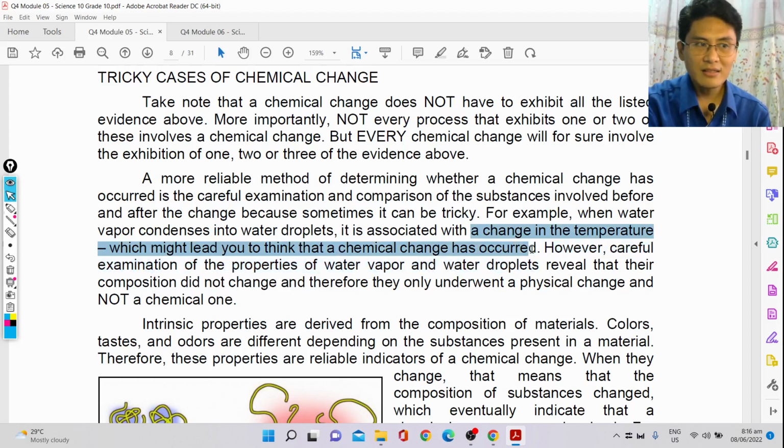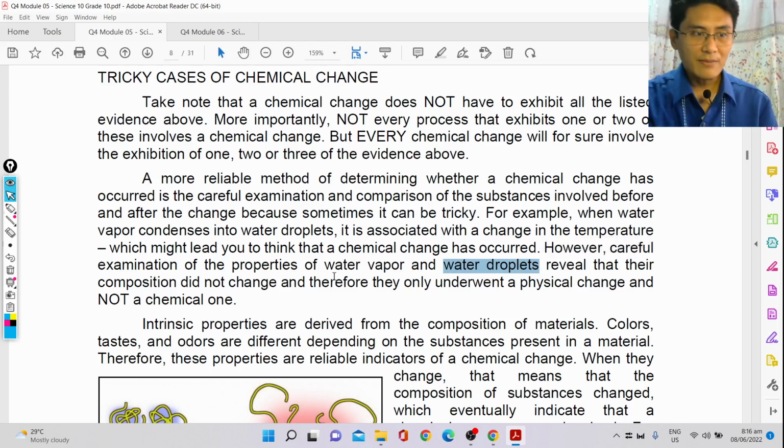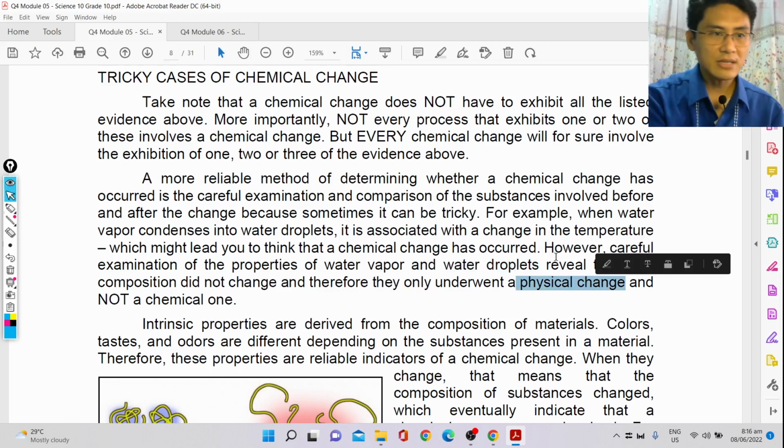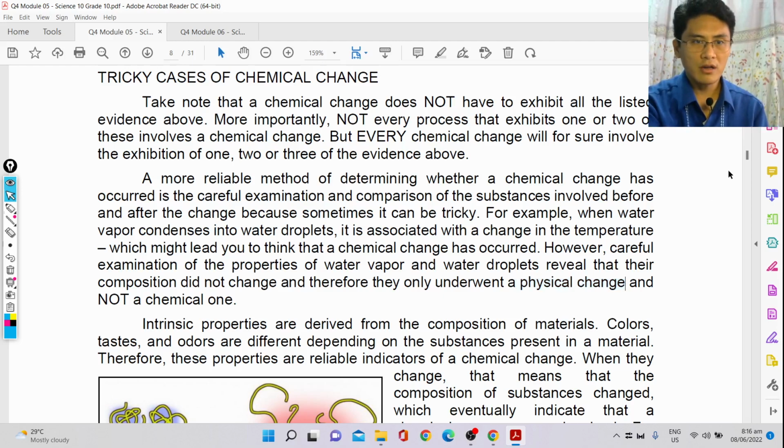So you might think that it's a chemical change, but again, if you look at the properties of water vapor, which is what we started with, and water droplets, which is what we ended up with, the products, it's still made up of water. So they did not undergo a chemical change. It was just a physical change, even if it exhibited one of the evidences of chemical change. So again, the evidence of chemical change is not a surefire way of saying that it's a chemical change. It just narrows the possibilities, right? But there are other more careful considerations.